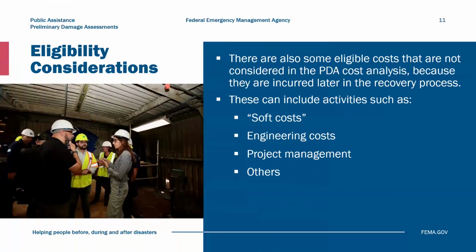Eligible costs that are not considered in the PDA cost analysis are often referred to as soft costs or administrative costs, such as the ones listed here. Refer to the FEMA PDA guide for more detail on eligible costs.